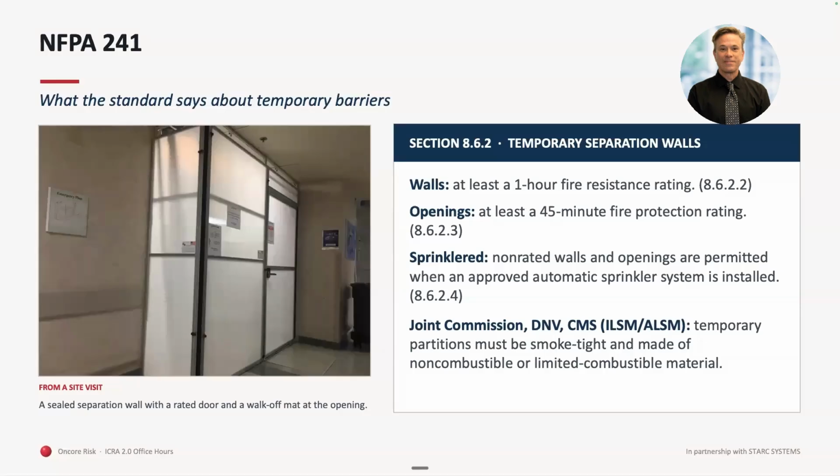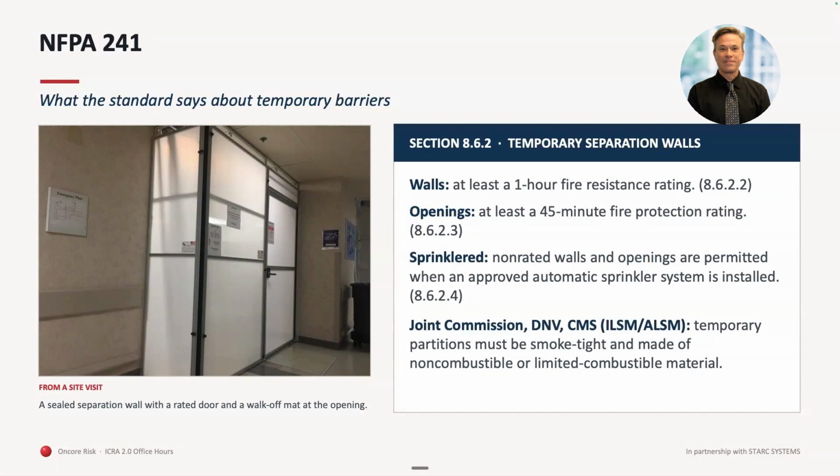So what does 241 say? It says temporary separation walls have to be at least 1 hour rated and fire resistant with a 45-minute or 60-minute door or opening protection. However, if you are fully sprinklered and your sprinkler protection meets NFPA 13, meaning the sprinkler heads go up, if you take the ceiling tile down or you keep that sprinkler system active, then non-rated walls and openings are permitted when you have that approved system in place. This is how it's looked at from Joint Commission, DMV, CMS as well.